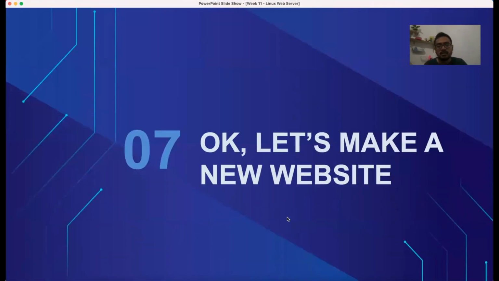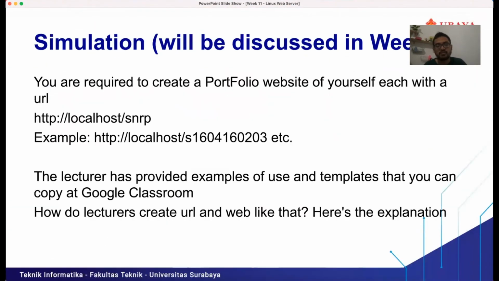Okay, let's make a new website. So this one is for creating a simple website. You are required to create a portfolio website of yourself, each with a URL, localhost/snrp. So for example, you want to create a portfolio page of yourself, then you can just type localhost and your NRP, then you will be redirected to the portfolio website. I also have provided examples and templates that you can copy at Google Classroom.